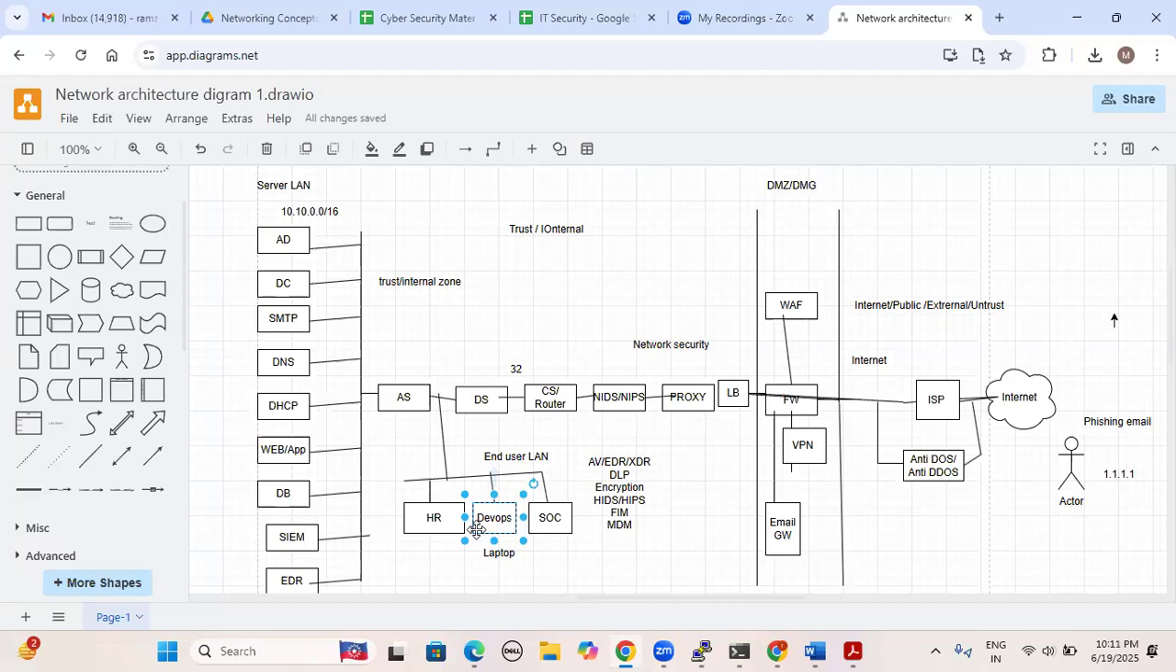For example, the defense in depth layer approach. What do you mean by defense in depth? What is NetFlow data? Where can we deploy a firewall? Where can we deploy a proxy? Where can we deploy NIDS and NIPS? Where can we deploy EDR? So this is a simple diagram, but it contains so much information. It contains all the security domains information.